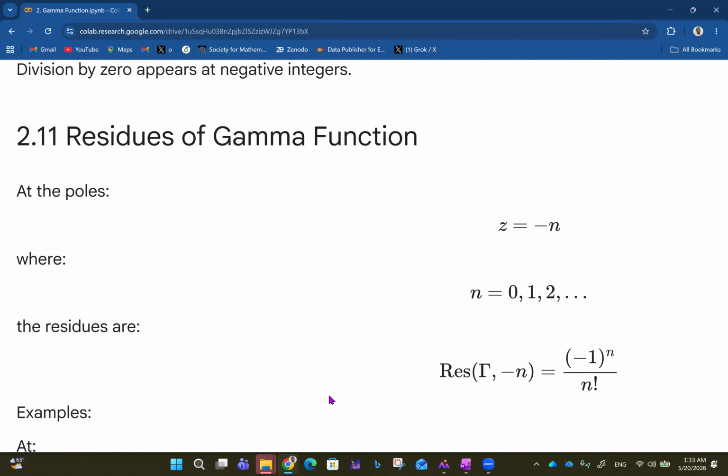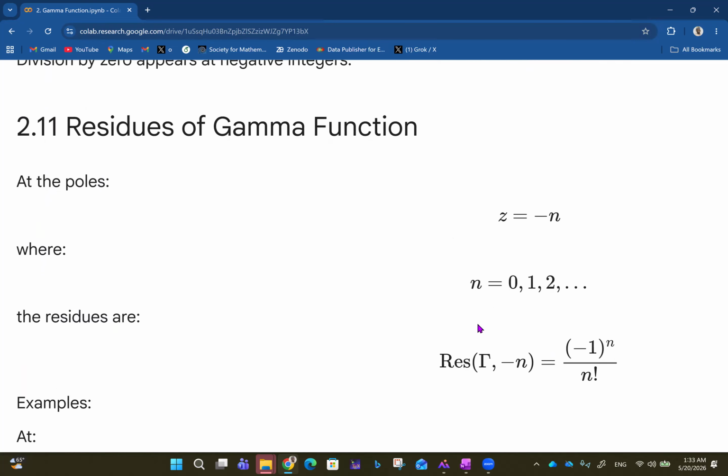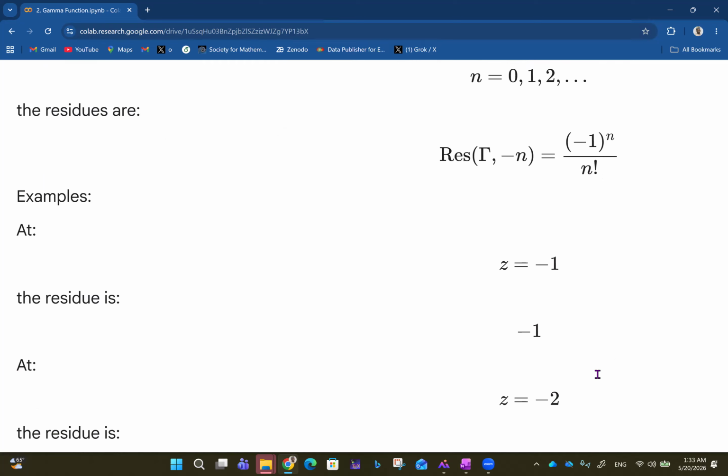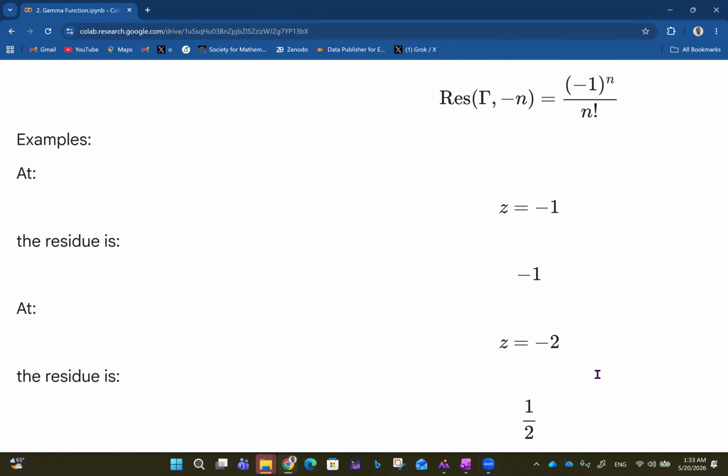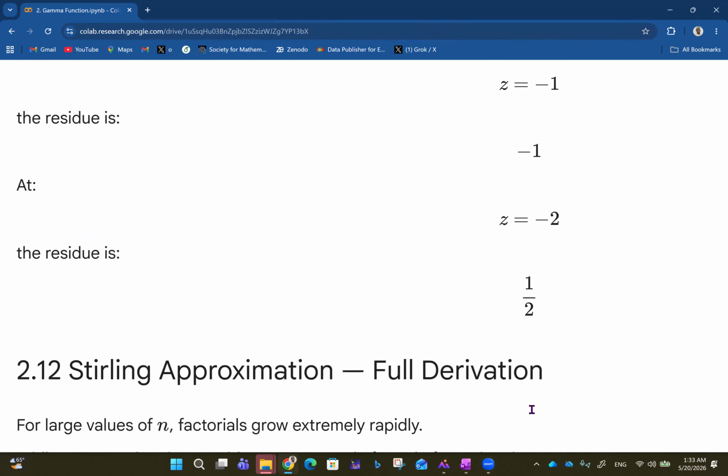So at the poles, we know z is equal to minus n, where n can be 0, 1, 2, and so on. So the residues of gamma at these points are minus 1 raised to the power n over n factorial. Then the examples: at z equals minus 1, the residue is minus 1. At z equals minus 2, the residue is 1 over 2. So the residue here is minus 1, and the residue here is 1 over 2 at z equals minus 2.